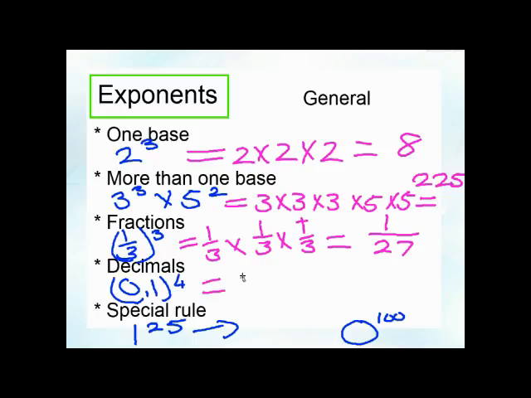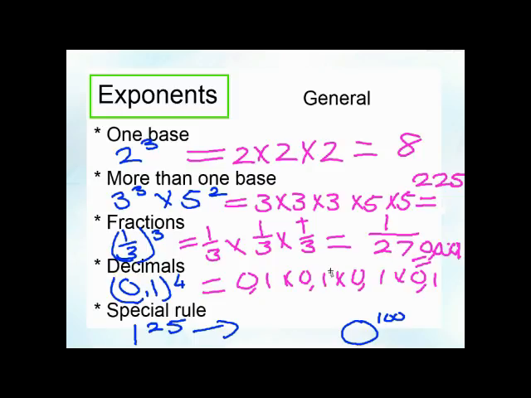Now let's do the decimals. In this case, it's 0.1 times 0.1 times 0.1 times 0.1, and the easiest way is to type it in your calculator. And that's going to be equal to 0.0001.